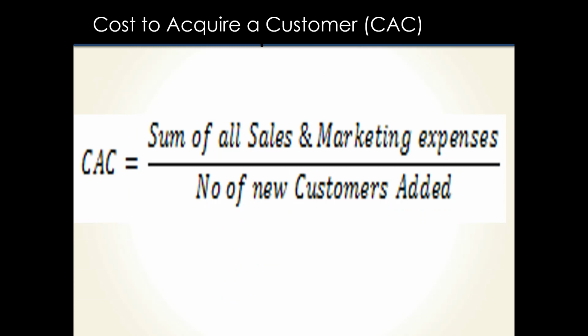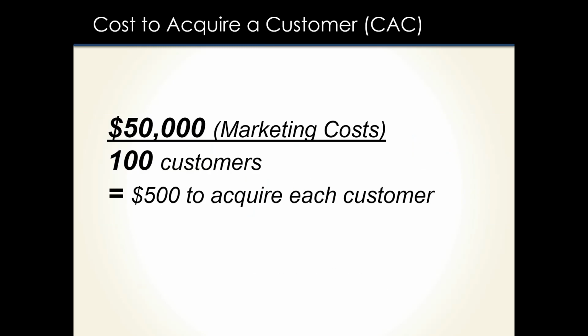So a CAC really is a sum of all sales and marketing expenses over the number of new customers added with all that money being spent. So in other words, here I'll give you an example. If you spent $50,000 in marketing costs and you only acquired 100 customers, your cost to acquire a customer is $500.